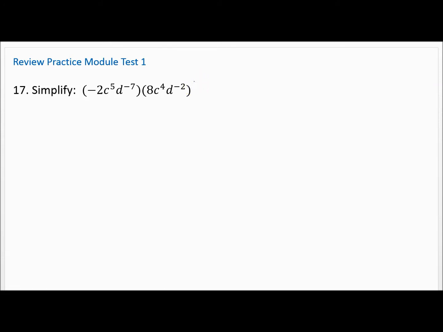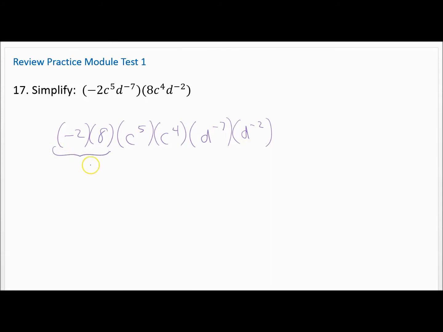Okay, so I could rewrite this and say -2 times 8 and group together the coefficients, or the numbers. I can say c to the 5th times c to the 4th and sit those next to each other. I could say d to the -7 times d to the -2 and set those next to each other. Right? I can do that. So I'm just grouping. I'm just moving things around because when you multiply, the order you multiply in doesn't matter.